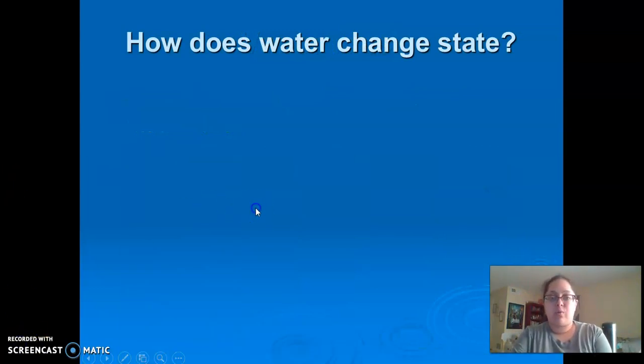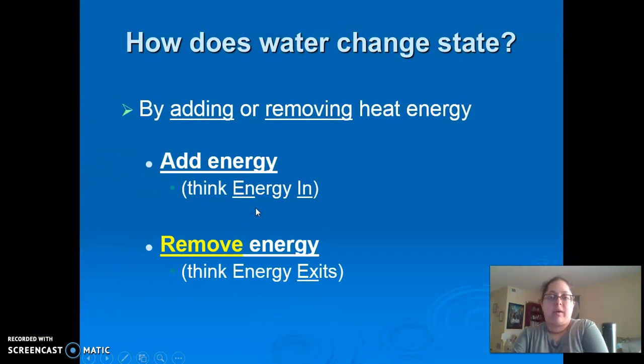All right, so how does water change state? We change the state of water by adding or removing heat energy. When we add energy, that is, we add heat, we make the molecules move faster. Therefore, we go from solid to liquid, liquid to gas. If we remove energy, that is taking energy out, we're cooling it down, we go from gas to liquid to solid.